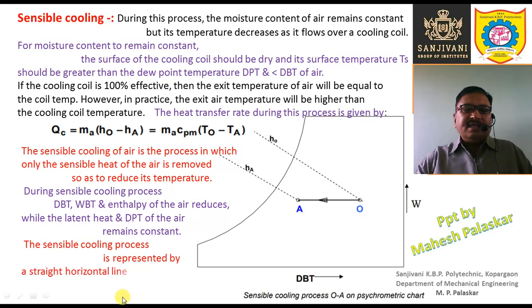The sensible cooling process is represented by a straight horizontal line, with the arrow pointing left on the psychrometric chart. So this is the process sensible cooling.